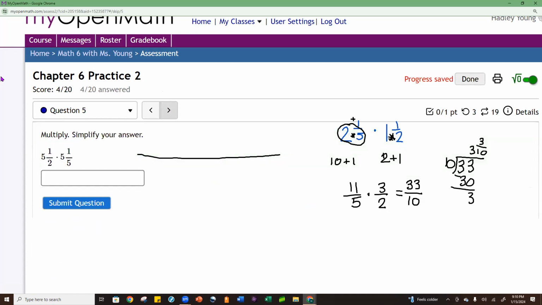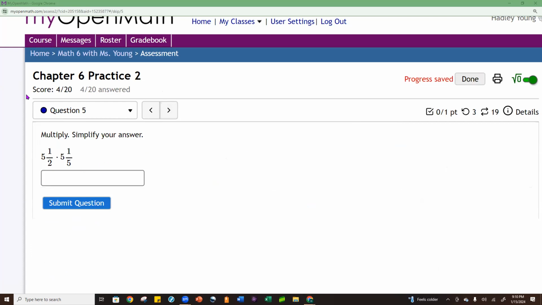So I'm going to clear my drawings. This is the same process. So, number 5. I'm going to take 5 1/2 and multiply it by 5 1/5. So I need to convert these mixed numbers to improper fractions.